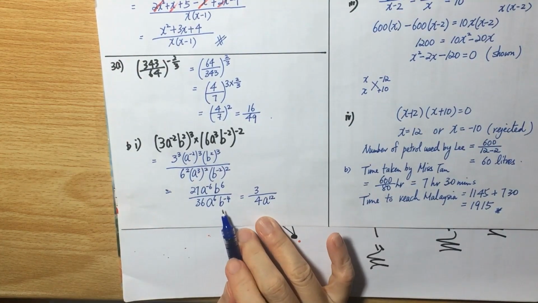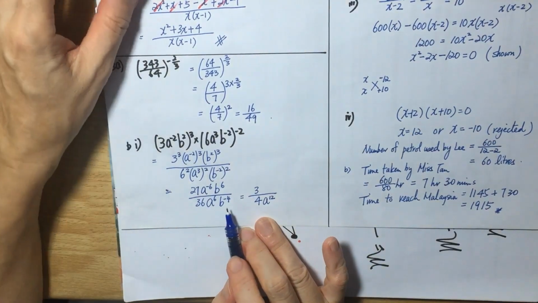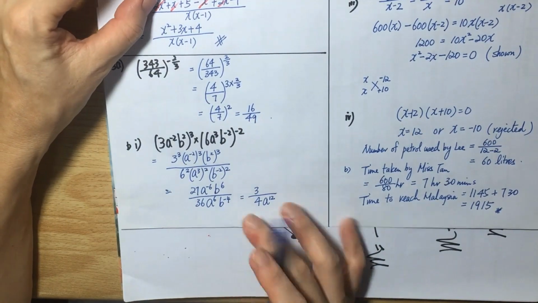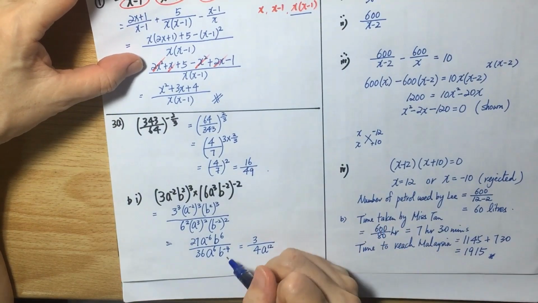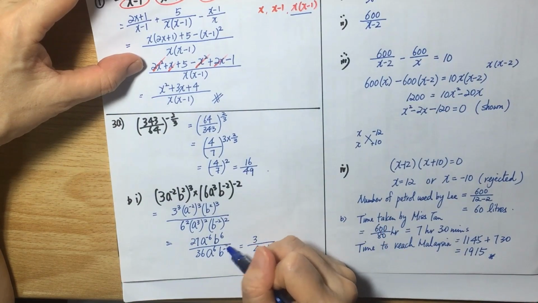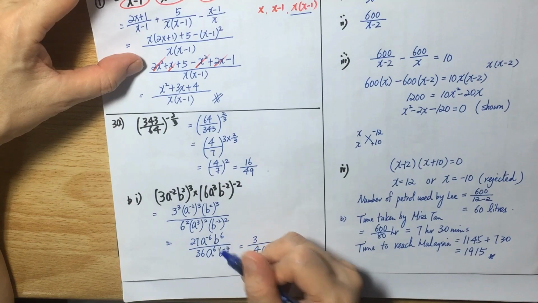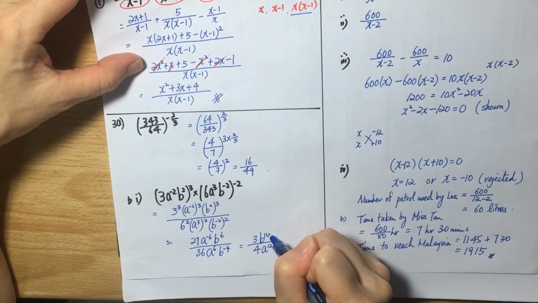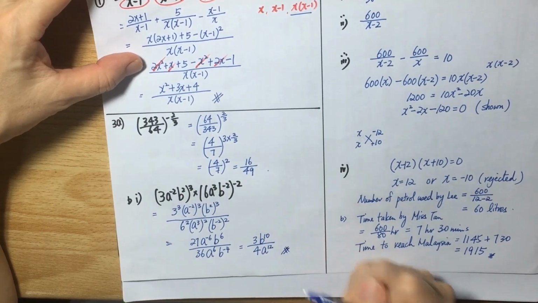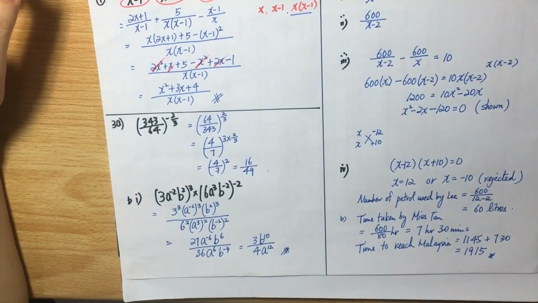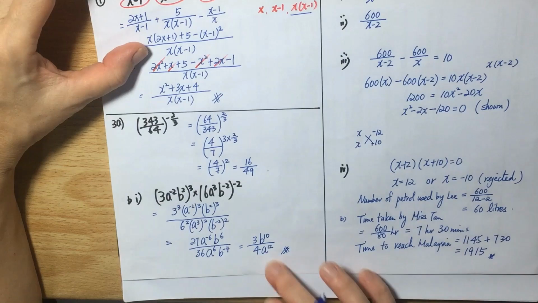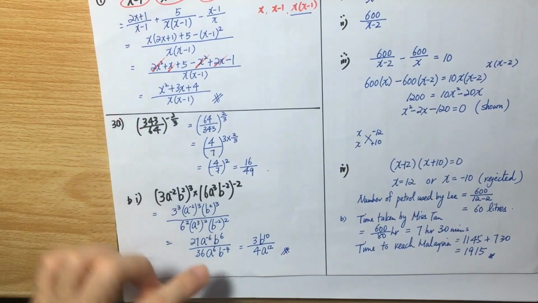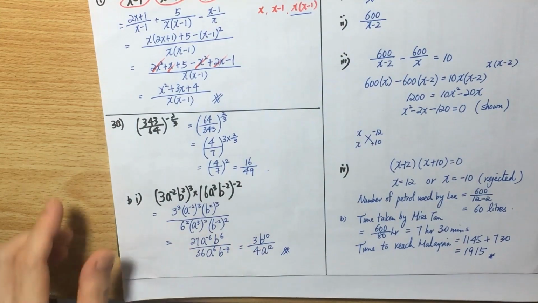As for this b to the power negative 4, I can remove the negative power by flipping it to the numerator. Okay, so flipping it to the numerator, so I have b to the power 4 on top. So b to the power 4 and b to the power 6, that will be b to the power 10. So this is my answer. Okay, simplify. We try to leave everything to positive indices.